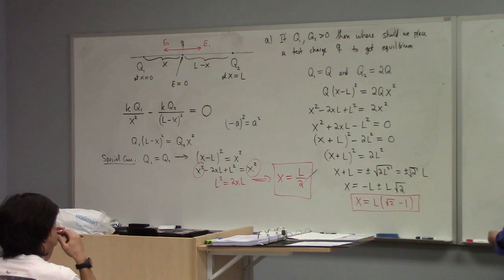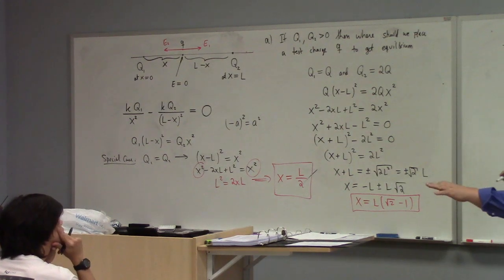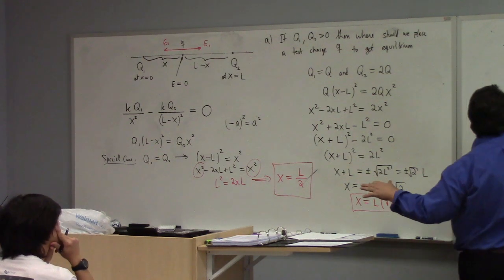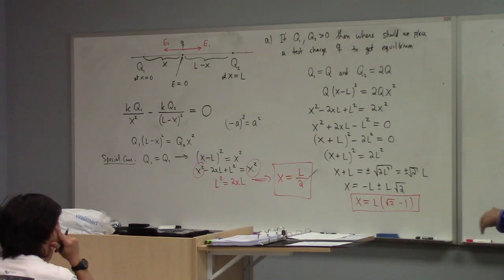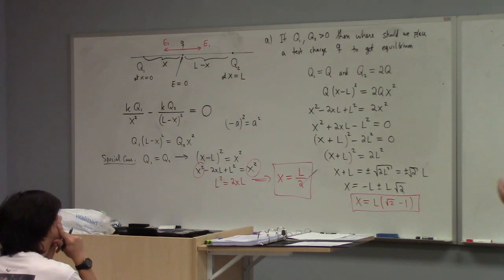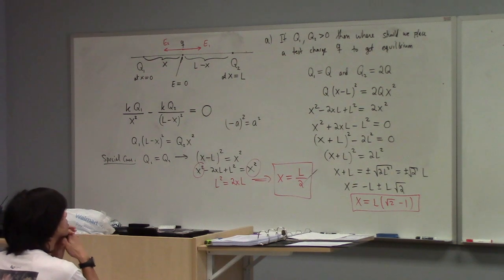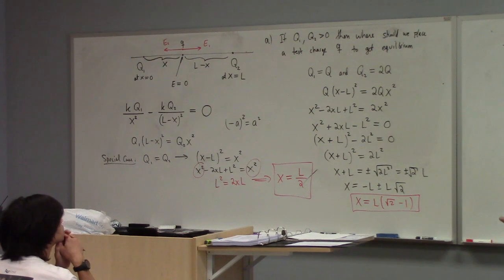So we said Q1 was positive, Q2 is negative, right? Sure. That was what we're saying. And now we're asking the question, where should we look for an equilibrium point? Yeah?